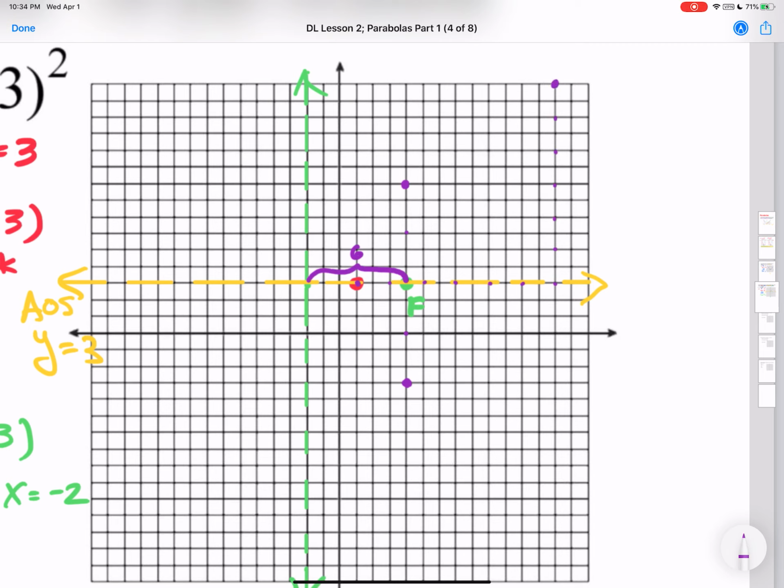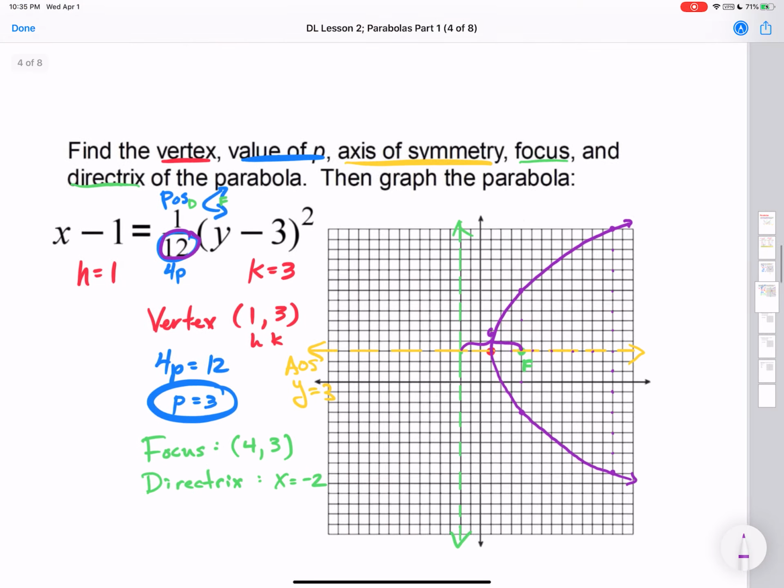So I just barely made that. And then I could go 12 down. 2, 4, 6, 8, 10, 12. So I have several points here, and these points are going to help me draw my parabola. All right, so there's our parabola, there's our graph.